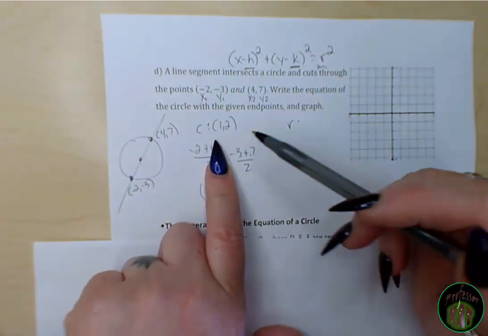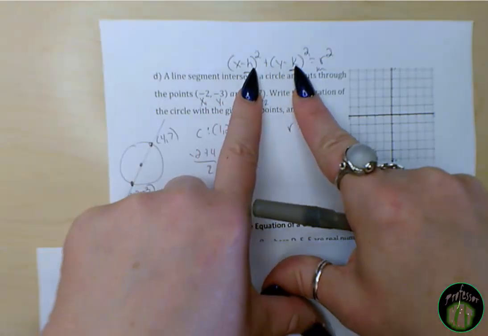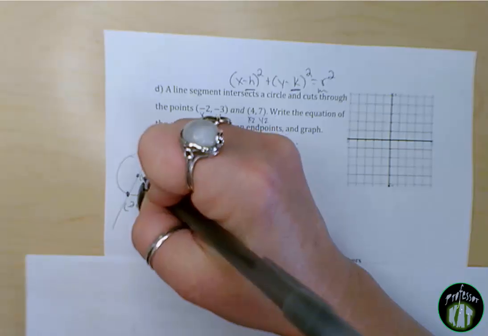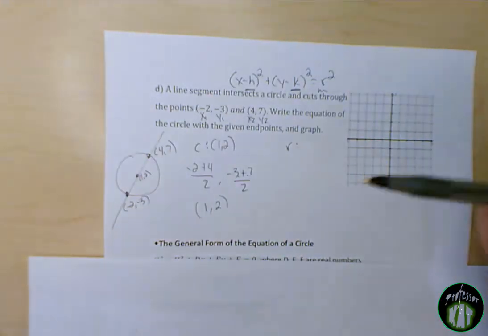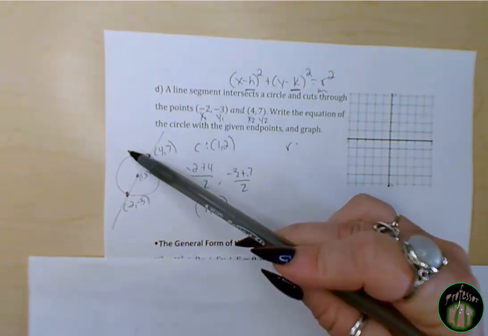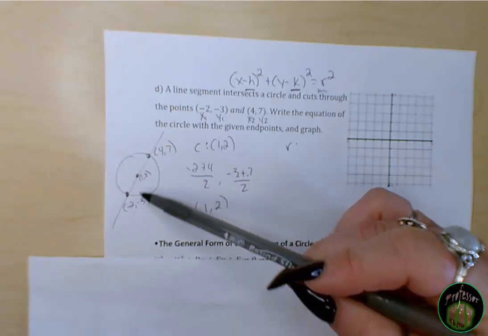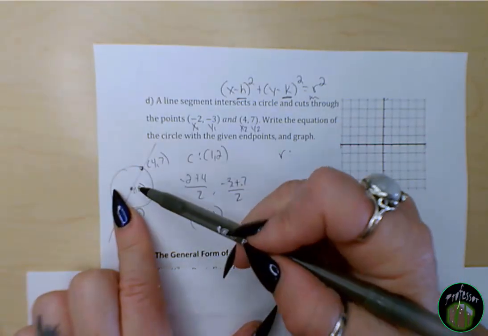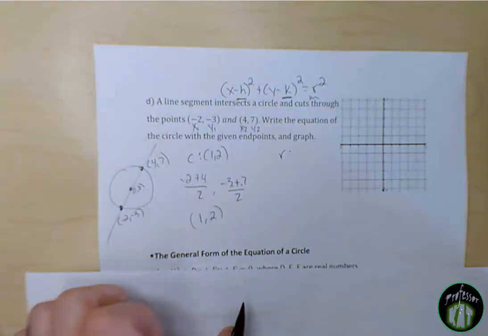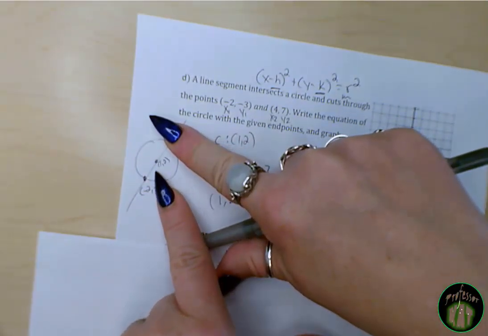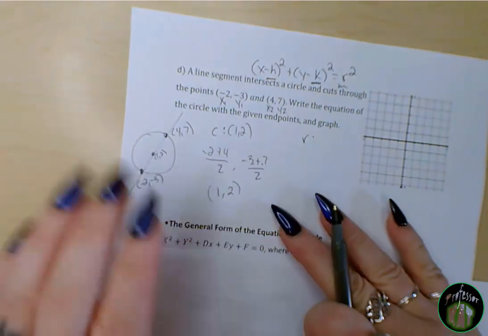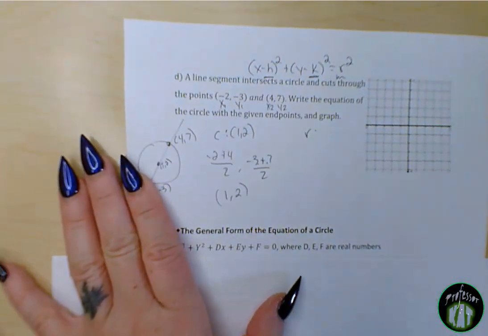So we're almost there. We have our center, we have h, k, we just need to find the radius now. The radius is the distance from the center of the circle out to any endpoint of your circle. So we can do one of two things. We can either find the distance between the center and this point, or the distance between the center and this point. Either one of those should give us the same exact answer for our radius here.